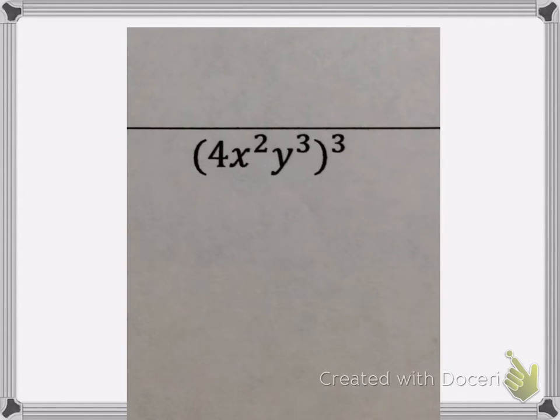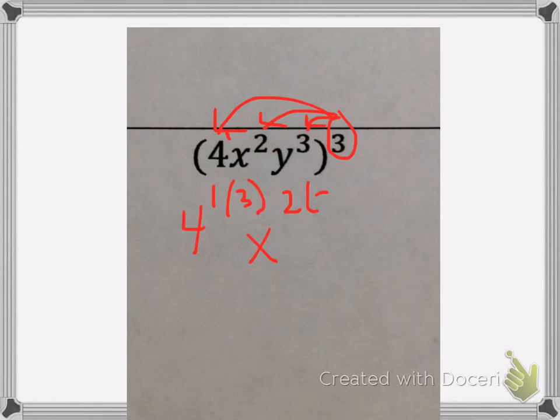Here we have to take this power of 3 to every part. We have to take it to the number and to the variables. So the power on the 4 right there is 1. So we're going to have 4 to the 1 times 3, x to the 2 times 3, and y to the 3 times 3, which is really 4 to the 3rd power, which is 4 times 4 times 4, and then x to the 6th power, y to the 9th power.